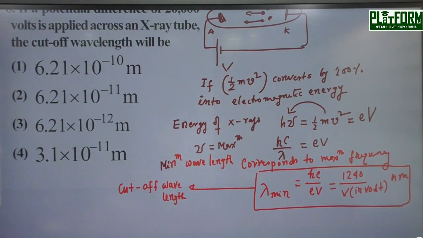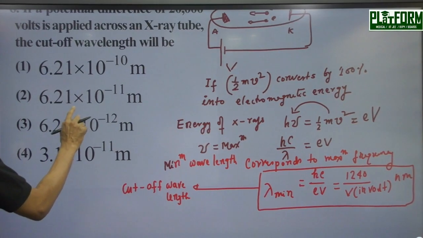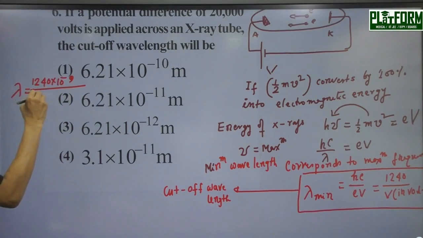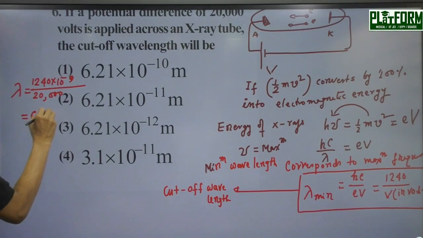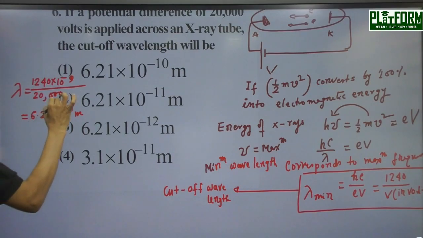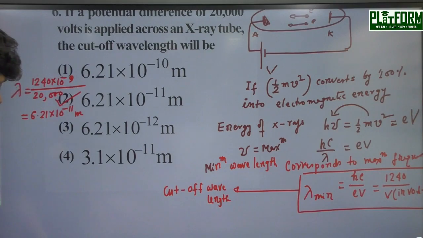So by applying this formula, we can find the answer. Lambda equals 1240 into 10 to the power minus 9 by 20,000 volt. And by simple calculation, the result is 6.2 into 10 to the power minus 11 meters. So the right option matches with 2. Move on to the next problem of this session.